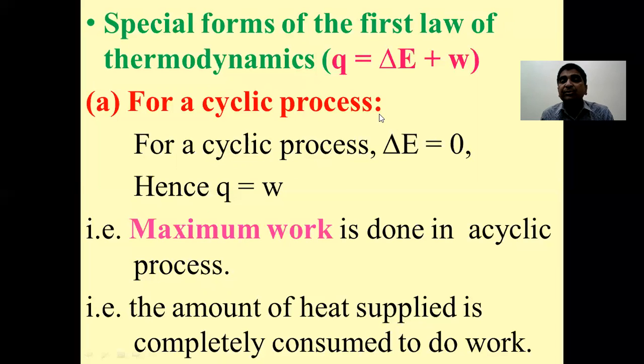So for a cyclic process, what happens? Delta E is equal to 0, because in a cyclic process initial and final states are the same. It means the internal energy of that system remains constant, so delta E is equal to 0. And if delta E is equal to 0, then according to the first law of thermodynamics, Q will become equal to W. So if Q is equal to W, maximum work is done in this cyclic process, and we say that the amount of heat supplied is completely consumed to do work.